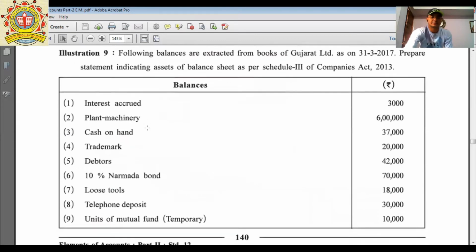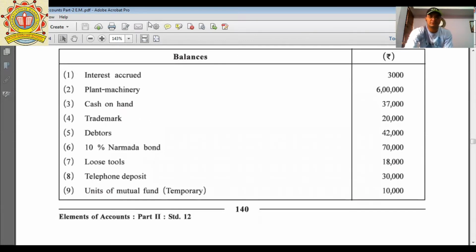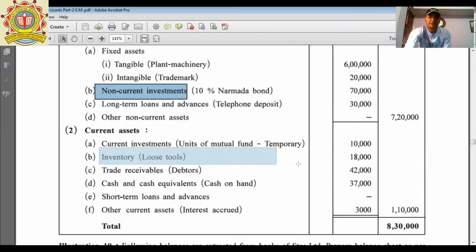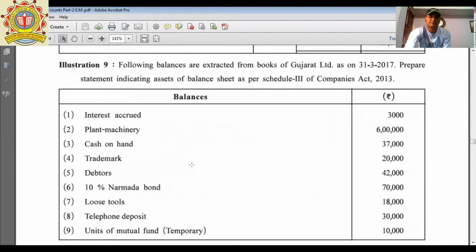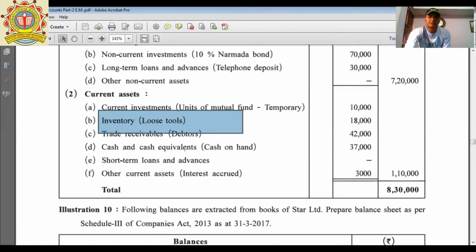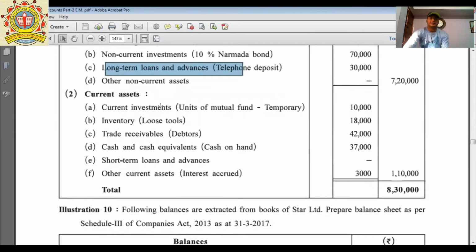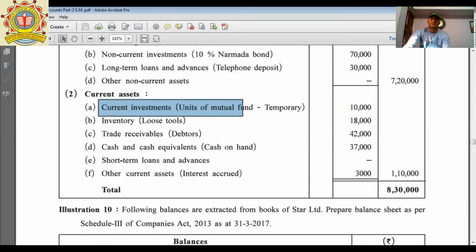Next one, loose tools. Loose tools is a part of inventory, 18,000. Telephone deposit. So telephone deposit is a part of long-term loans and advances, 30,000. Units of mutual fund, and it is a short-term investment. So mutual fund, it is for short-term, meaning temporary. So it is a part of current investment.